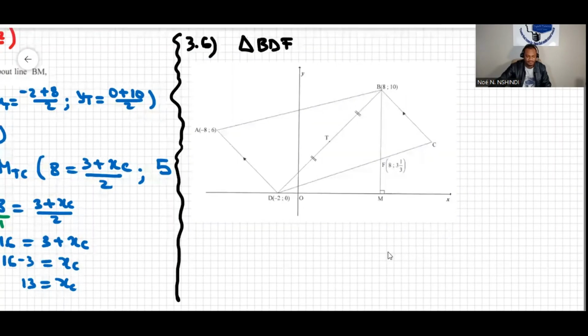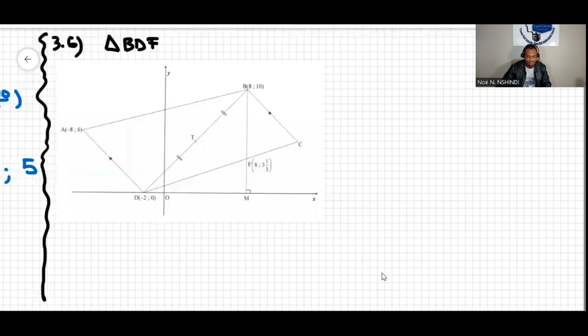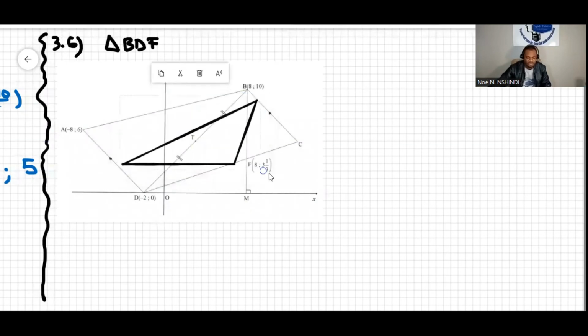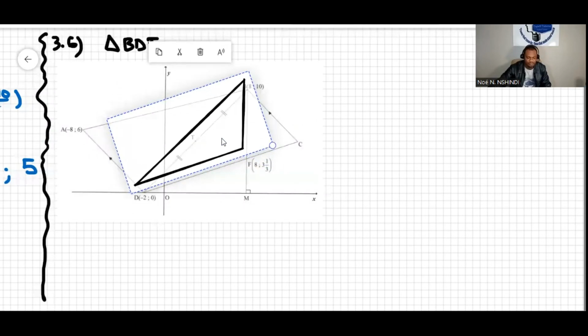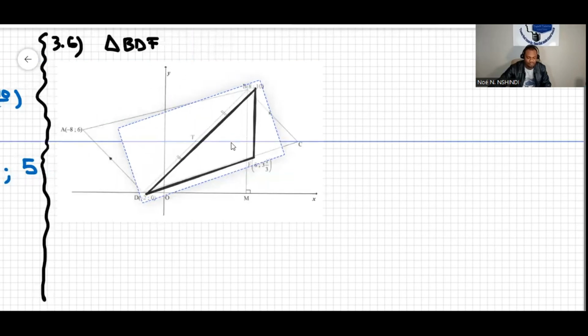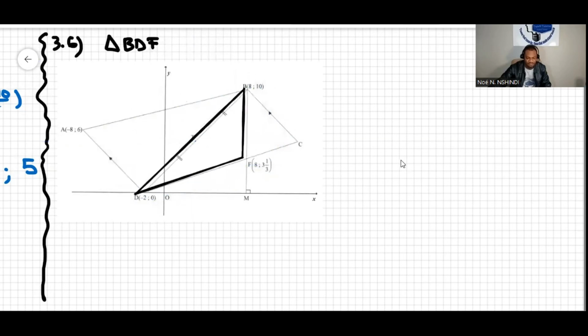Okay, here's the diagram. So the triangle BDF is basically the triangle that we see. Okay, I'm gonna show it here. It's this triangle. This one. Okay, we're looking for this triangle. Basically, this one. Approximately this triangle we're looking for.